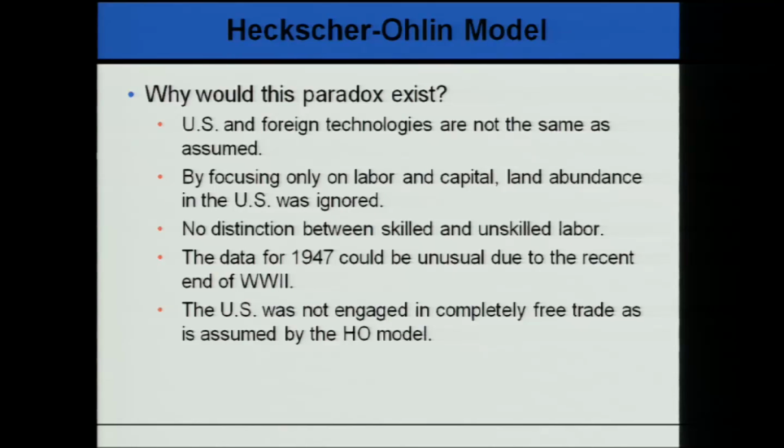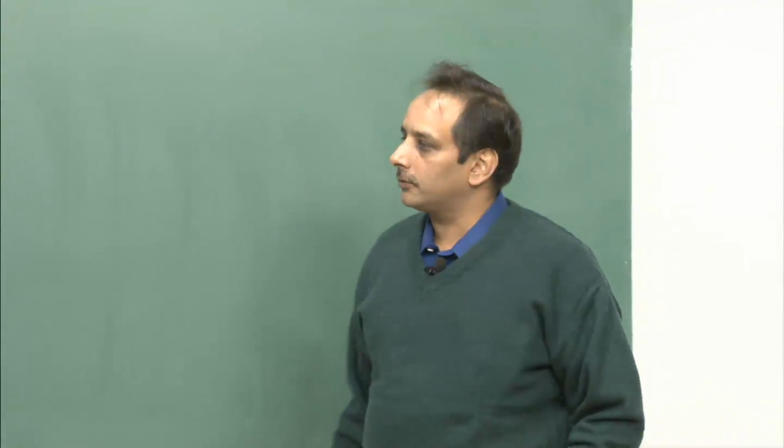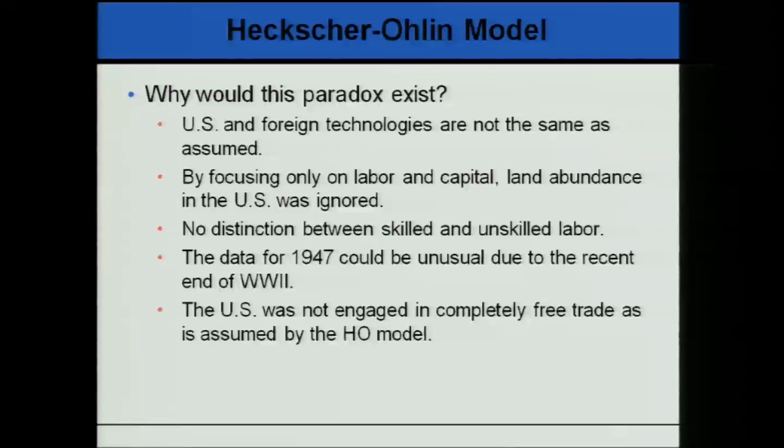Now, this came from Leontief himself, and he thought that US and foreign technologies are not the same as assumed, and this may have led to Leontief's paradox. The second reason is that they considered only labor and capital, and land abundance in the US was entirely ignored. This may be another reason for Leontief's paradox to exist.